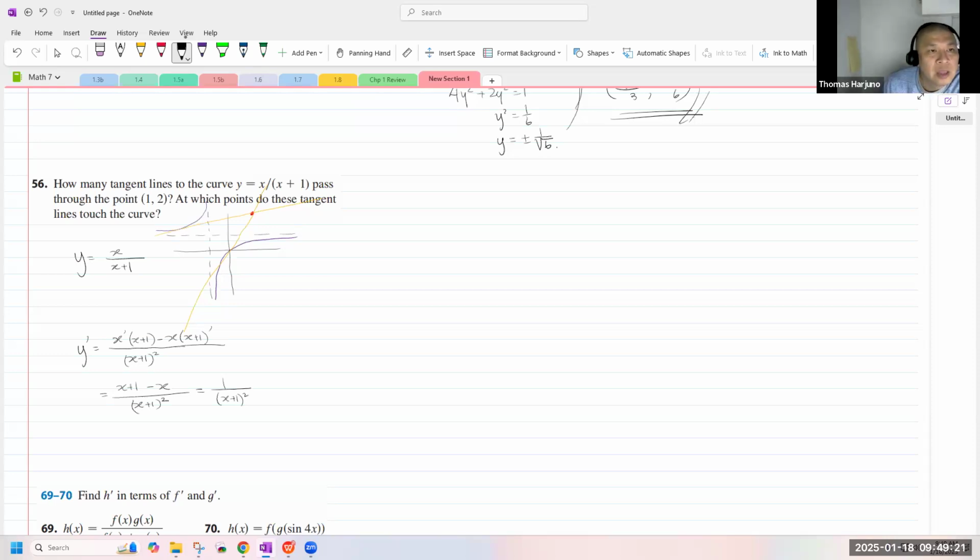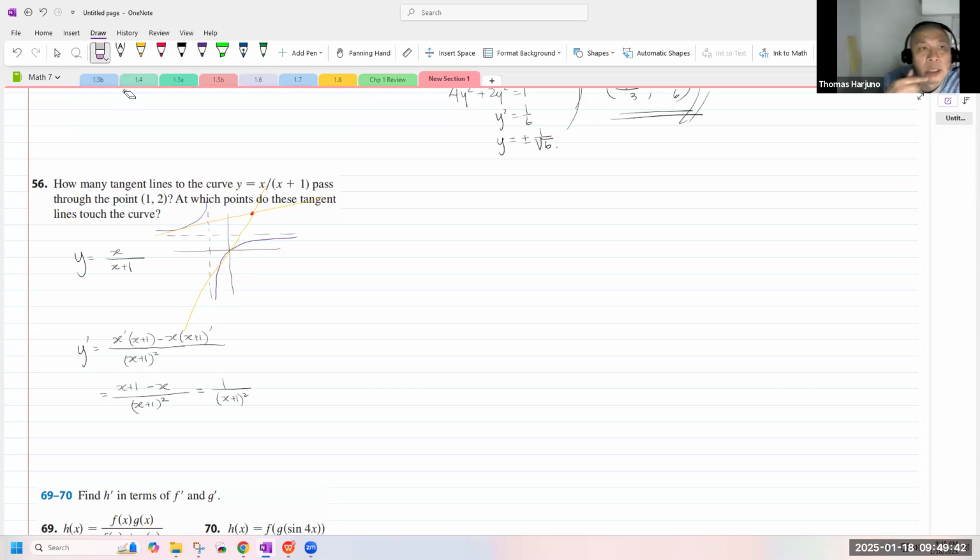Now, you may think, oh, you know what? Can I just plug this in, Thomas? No, no, no, no, no, no. You cannot plug this in because this point (1, 2) is not on the curve. It's not on the curve. Our tangent line will pass through that point (1, 2), but the point (1, 2) itself is not on the curve.